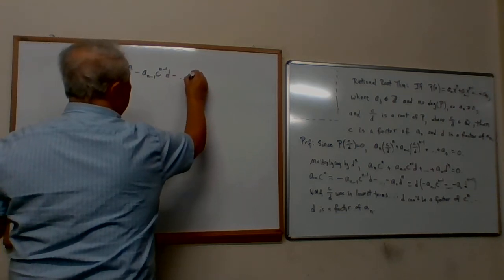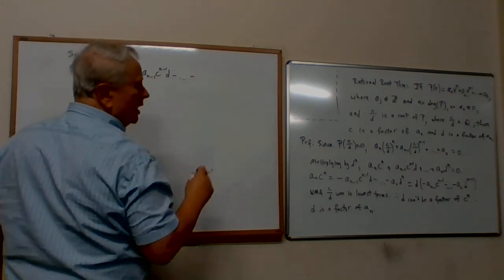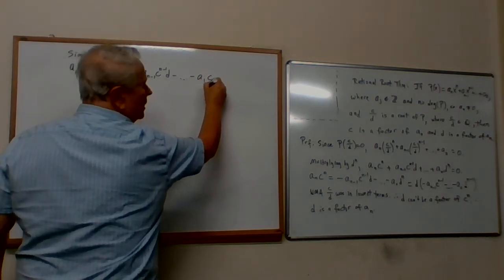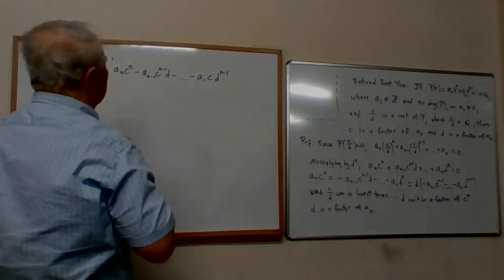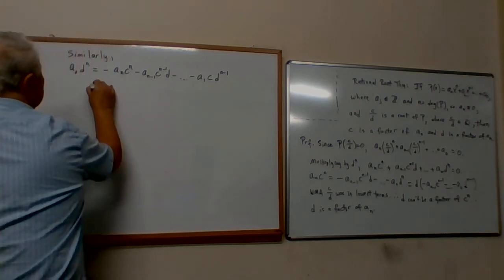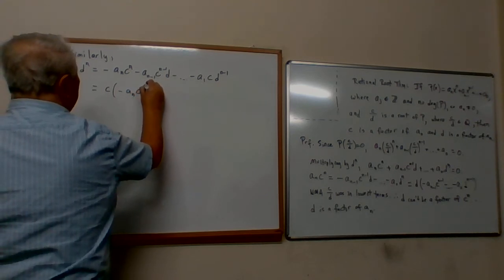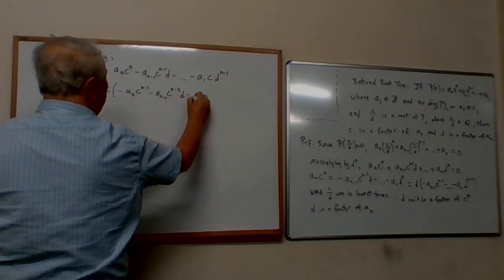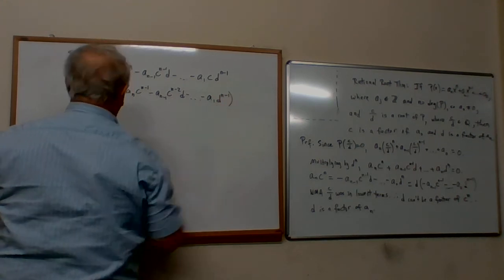minus, and the last one that survives, because a 0 d to the n is on the other side, is a sub 1 c d to the n minus 1, out of which I can factor a c. So this is c times minus a sub n c to the n minus 1 minus a sub n minus 1 c to the n minus 2 times d minus blah blah blah minus a sub 1, the c is gone, d to the n minus 1.